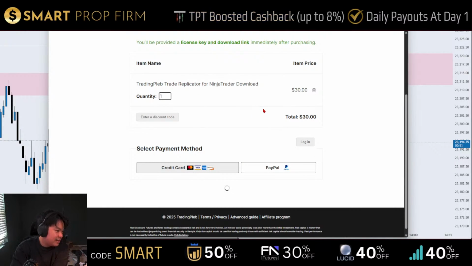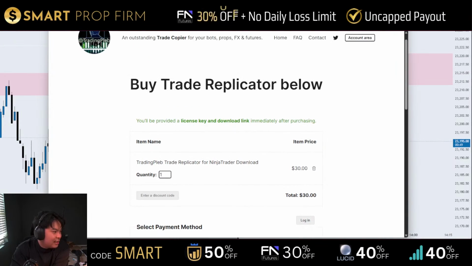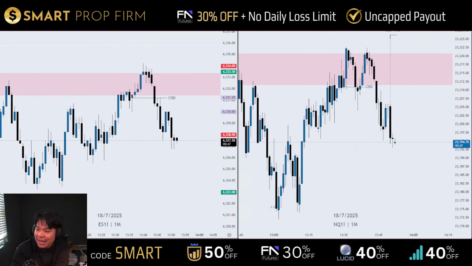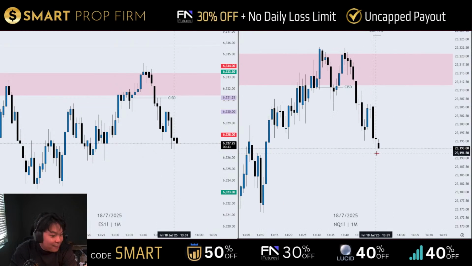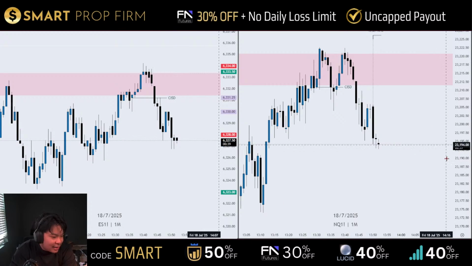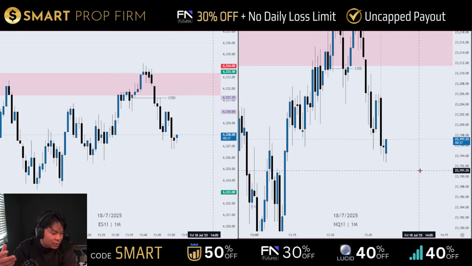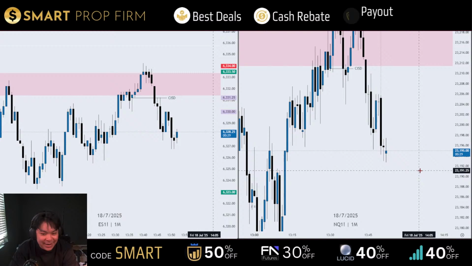$30? That's it? Again, I don't mind paying a little bit more for a good product, but if it's something like someone just pulled out of their ass, and the viewers will be like, "Oh, $30 for a trade copier. That's the cheapest. I'm gonna buy it." You go for it and it's not good, you get what you paid for.